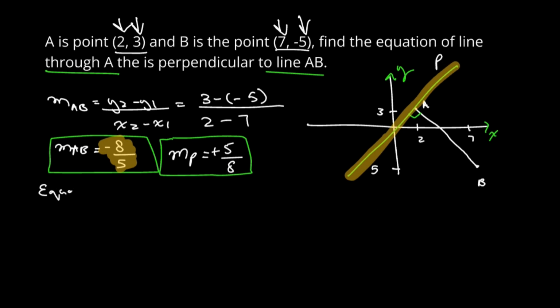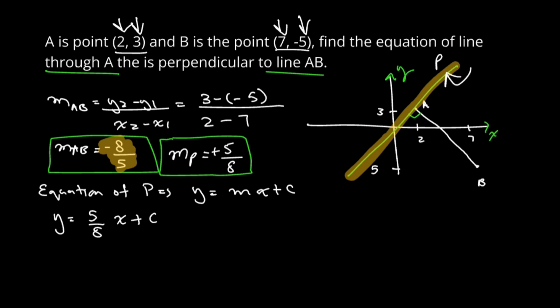Now the equation of P becomes y equals mx plus c, where m equals 5 over 8. So this becomes y equals 5 over 8 x plus c. Now we need to find out the y-intercept of P.